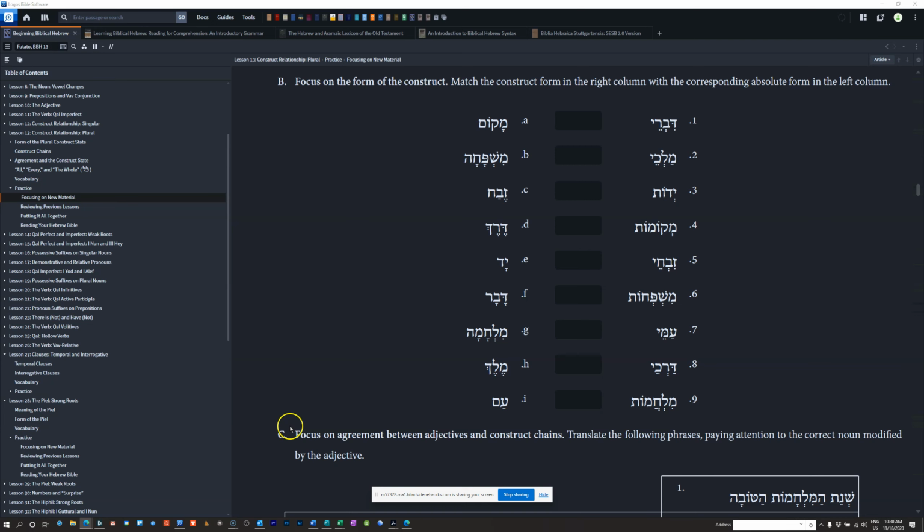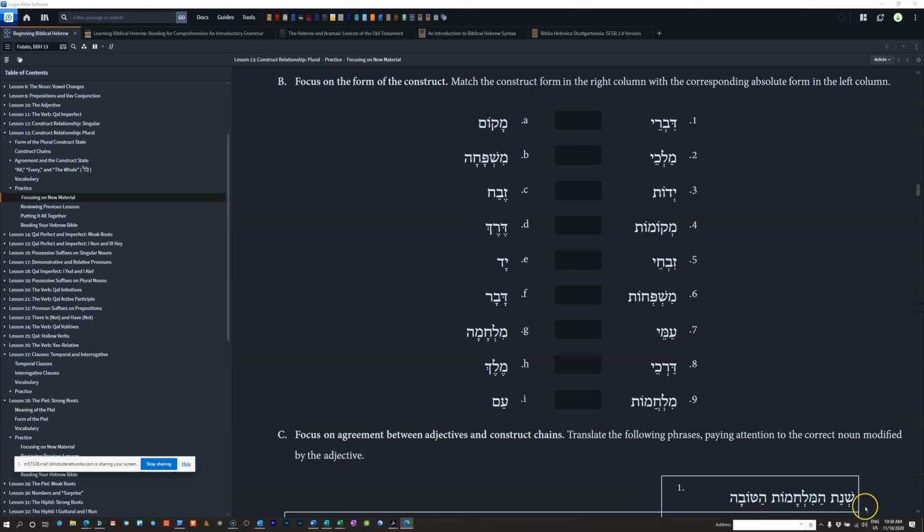The assignment begins with section C, and I know this is down low here, but what I'm going to do is try to hide the answers so that we can actually deal with what we're looking at instead of having the answers right next to us. So we're going to translate here. We've got shanat ha-milchamot ha-tova.